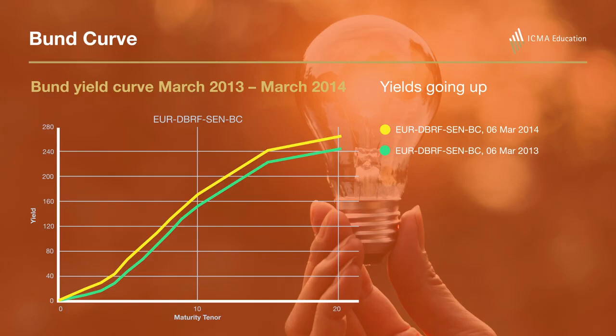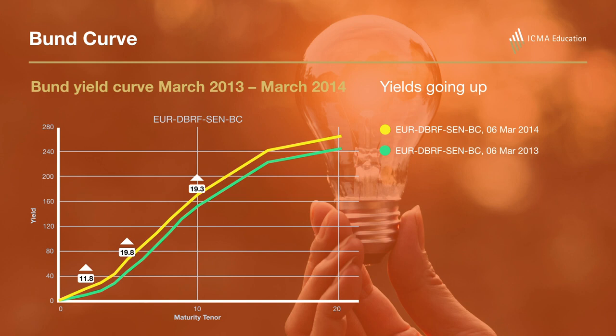I spent a lot of time searching for an example where over a year, the yields go up roughly in parallel. And here, it's broadly a parallel shift up of 20 basis points over the year between March 2013 and March 2014. This is shown in the UBS Delta, which is a system we use for many of the examples in class. So yields are going up here.